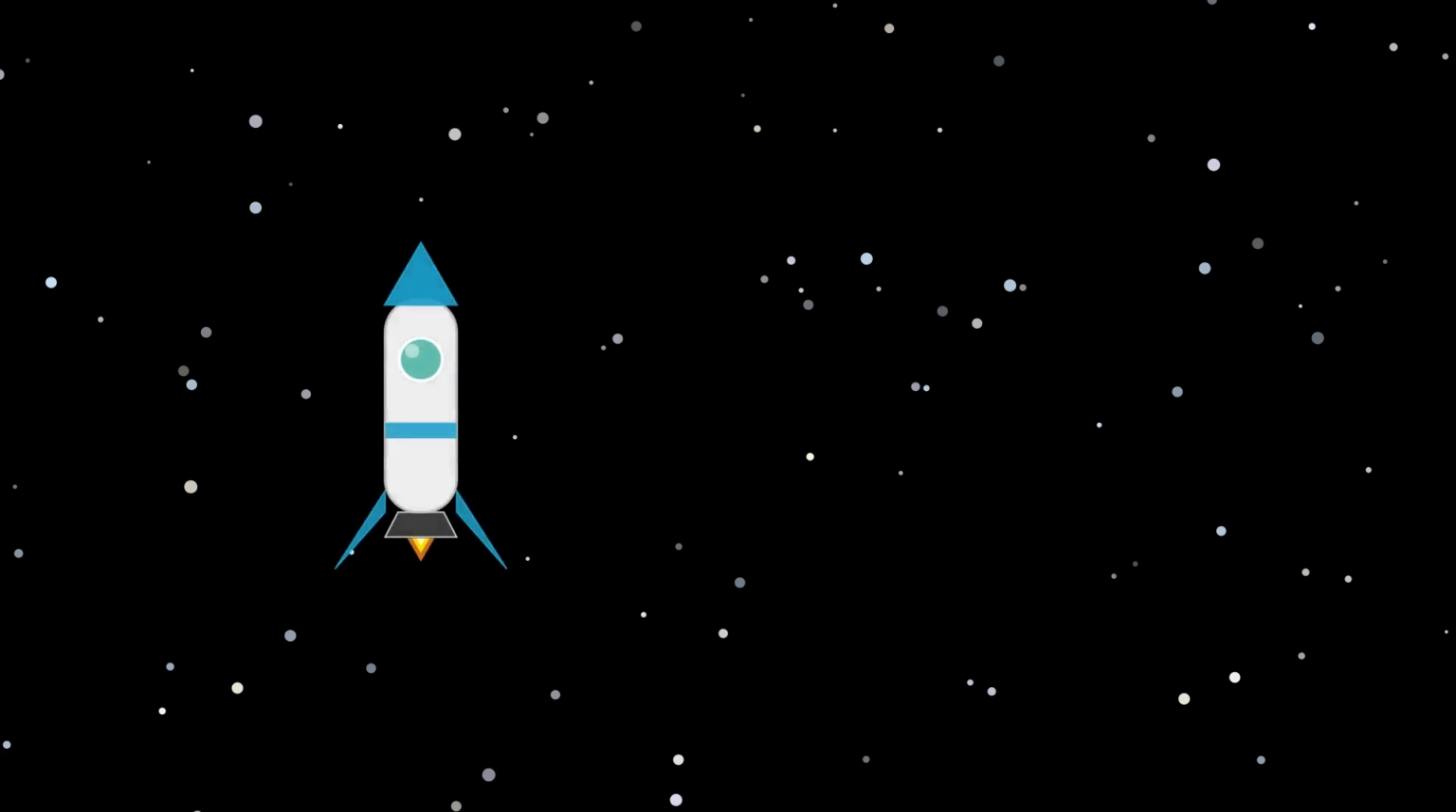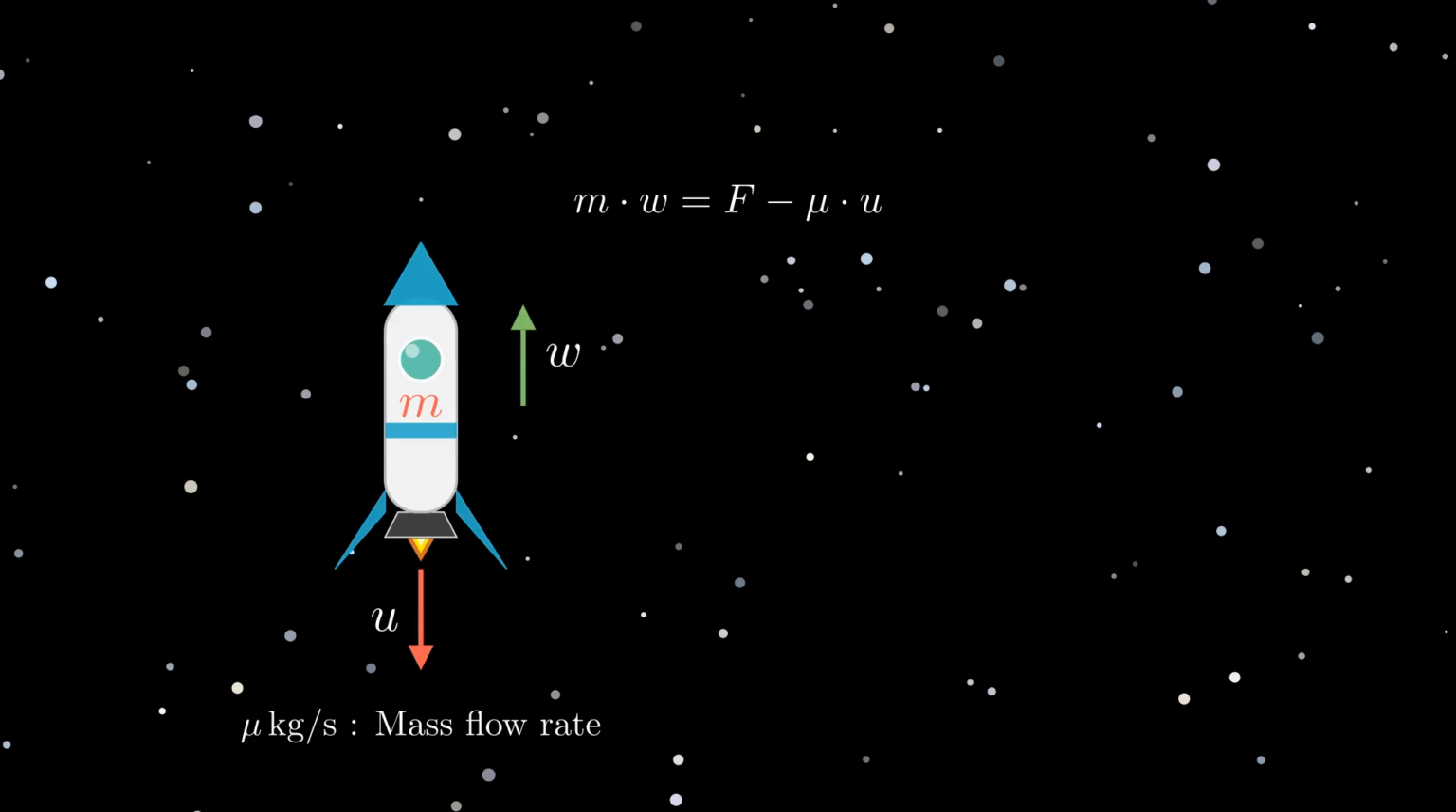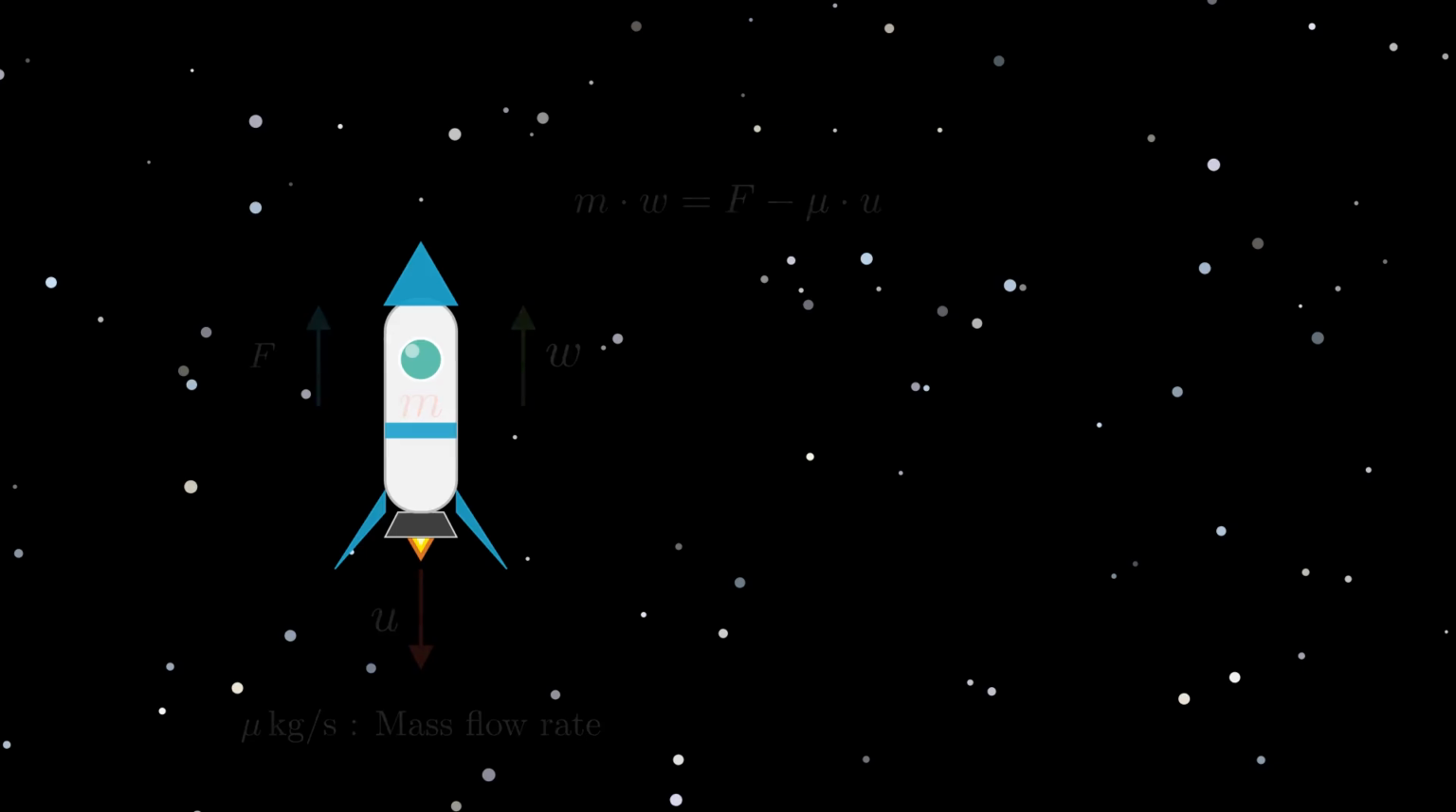Let's solve a problem wherein we are expected to derive the equation of motion of a rocket that ejects gas continuously. A rocket ejects a steady jet of gas with velocity u relative to the rocket. The rate of gas discharge is constant and equal to mu kilograms per second. Our goal is to show that the equation of motion of the rocket becomes m w is equal to F minus mu into u, where m is the instantaneous mass of the rocket, w is its acceleration, F is the external force acting on the rocket.